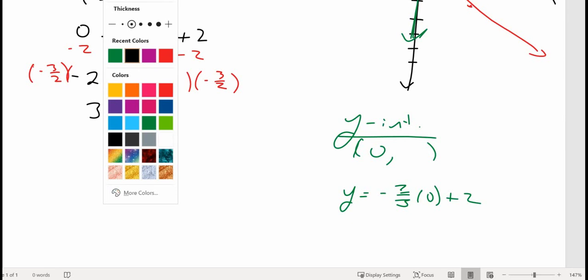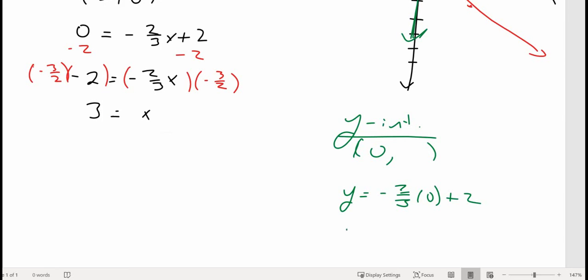And at least this one is just a simplifying type thing, right? Because negative 2/3 times 0 is 0. We get 0 plus 2, so y equals 2. So the y-intercept is the point (0, 2). Now, again, in Mobius, you may just have to enter the y-coordinate. Just pay attention to how it wants you to enter the answers.